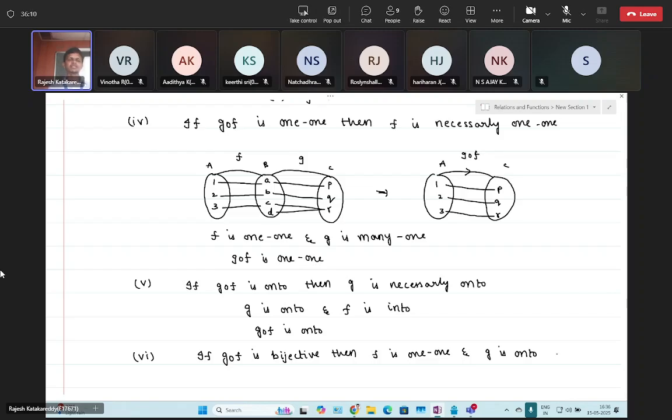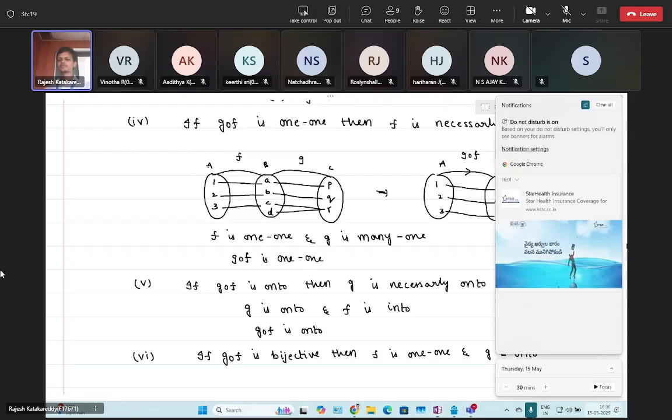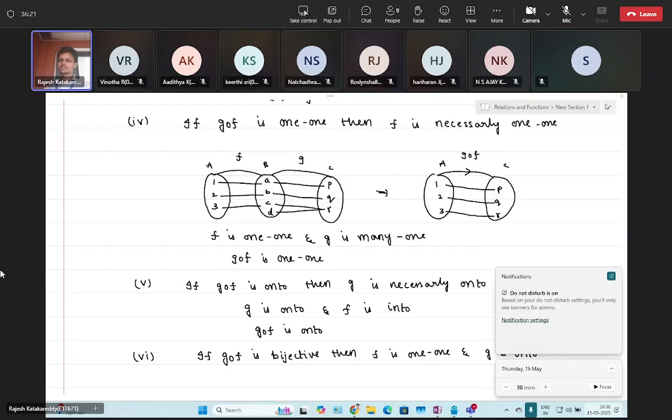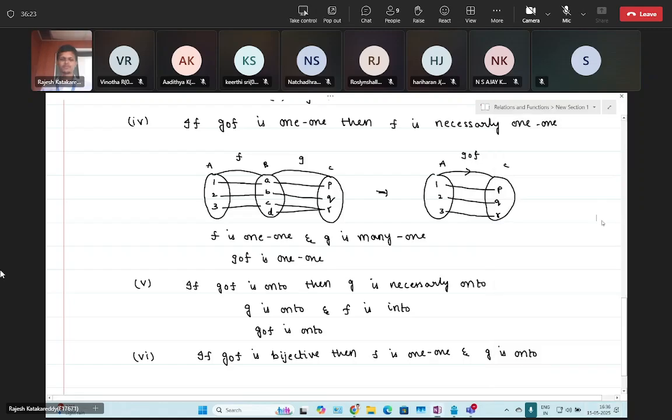So these are all the properties we need to learn in composition. Next, what we need to learn in composition is how to find the composition between two non-uniform functions. That is very important. If they have given normal functions, that we can do easily. Maybe one problem we will solve on this.